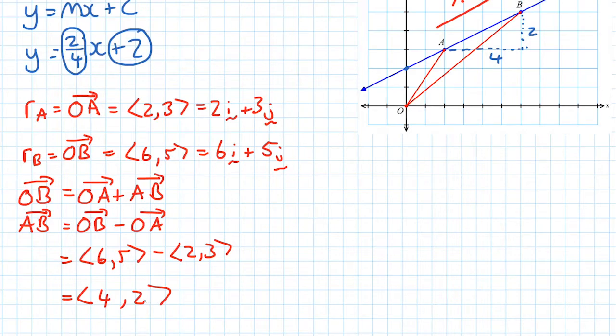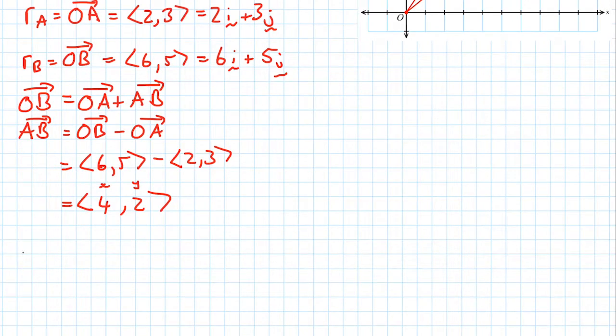I'm just going to pause for a moment and look at how this direction vector of A to B relates to our gradient of the line, 2 over 4. When you look at 2 over 4, 4 was the x value, 2 was the y value. When we look at 4, 2 here, again 4 is the x value and 2 is the y value. So we can see how the direction of AB is the same as the gradient of the line of the equation over there. It's just written in a different form.